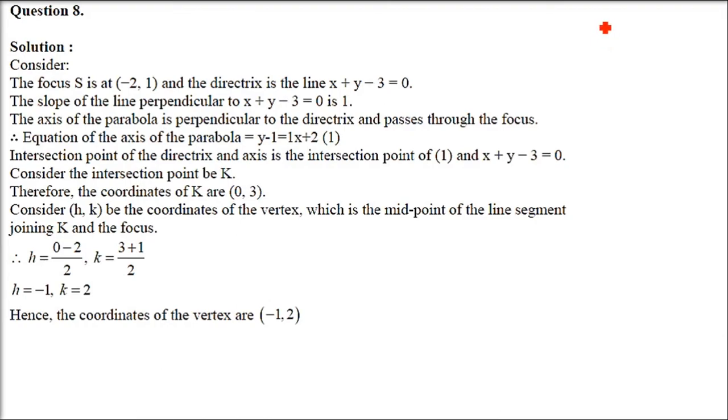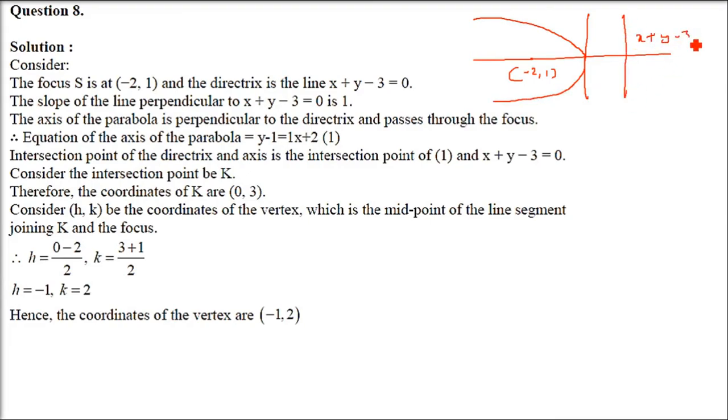Because the focus is -2, 1, that is, the x coordinate is negative, so that will be possibly here. This is not the x or y axis, okay? Please remember, this is not the x or y axis. This is the axis of the parabola and the directrix of the parabola, not the x and y coordinate axes. The equation of the directrix we have written is x plus y minus 3 equals 0.